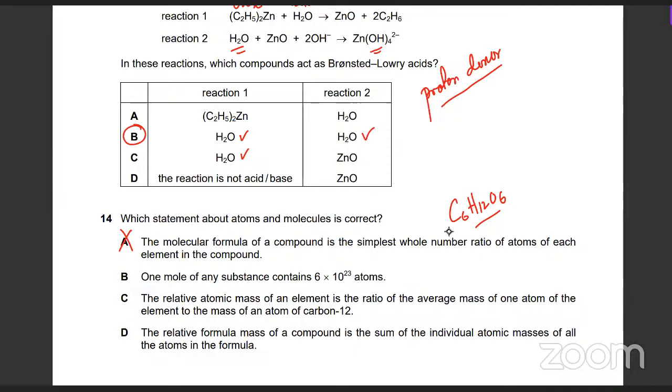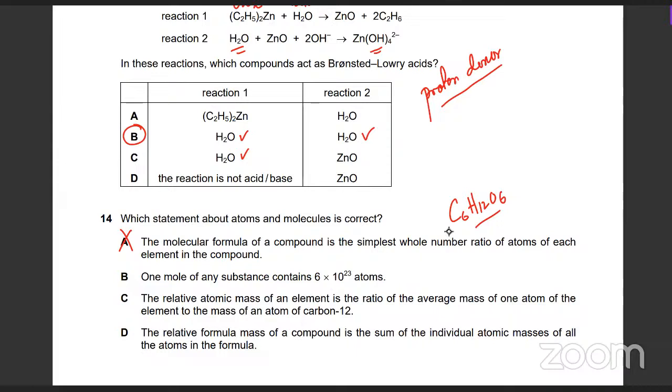1 mole of any substance contains 6 × 10²³ atoms. So should I consider 6.02 here or 6 enough, sir? Yeah, consider this as 6.02. 1 mole of any substance contains these many atoms. Is that true? No, sir. I think it's particles, not atoms.